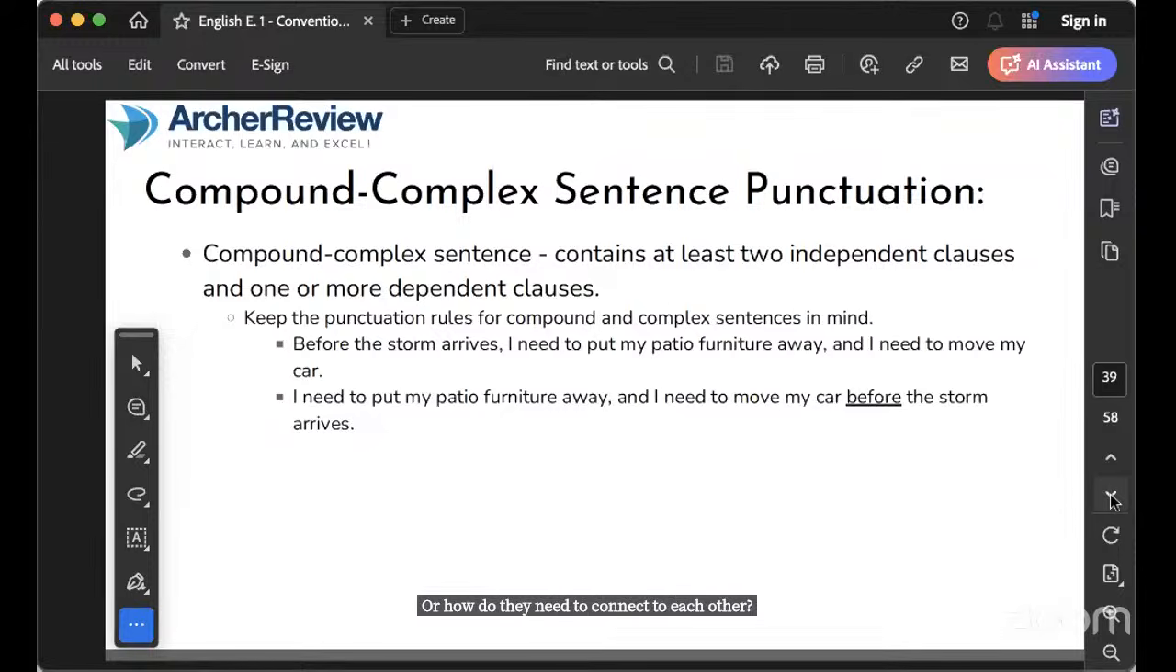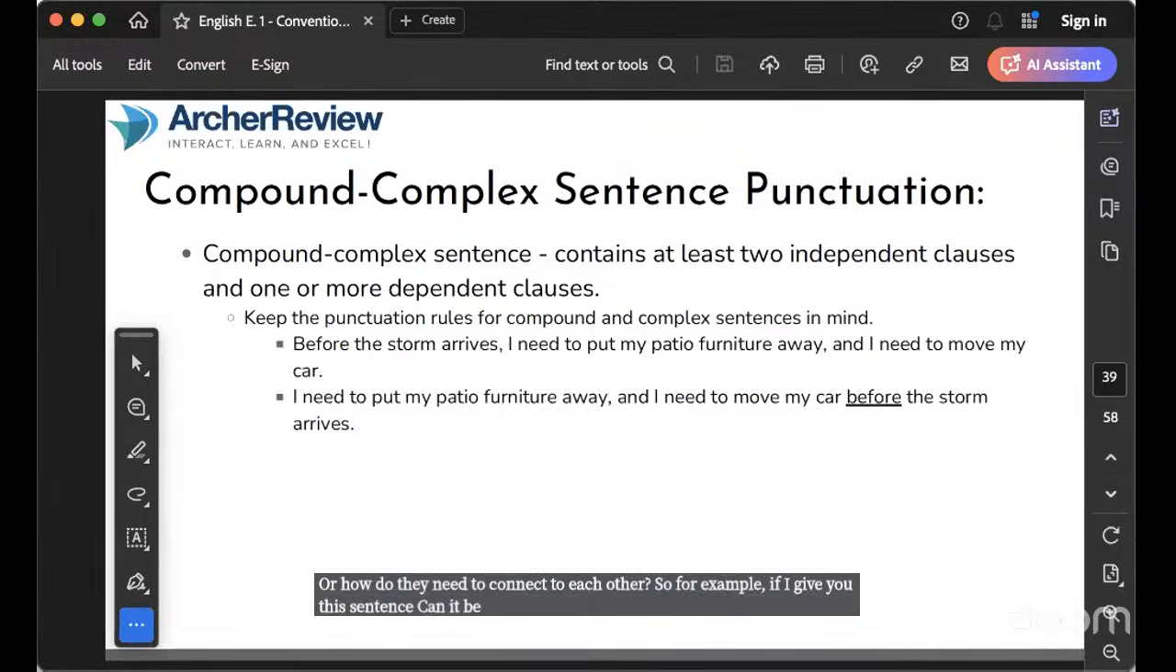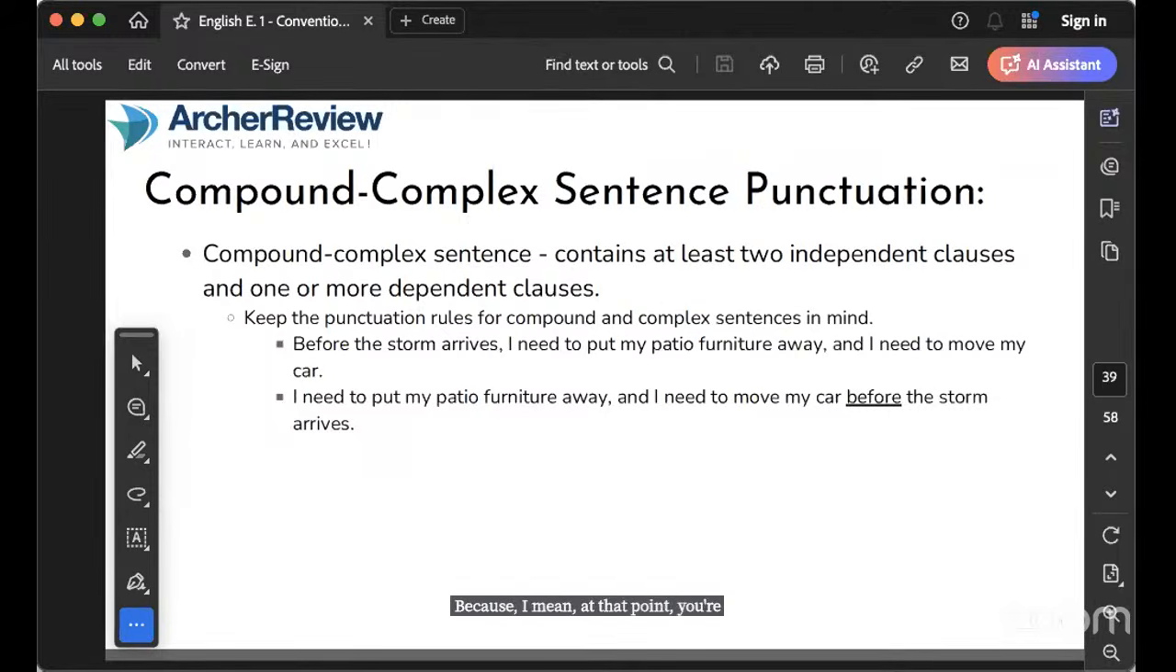So for example, if I give you this sentence, can it be more than 2 independent clauses? It can be, but I have rarely ever seen that be the case. Because at that point, you're just getting way too long-winded. And for the sake of space, I don't think you'll see that on the test, but I could be wrong. But that would be a paragraph. So I don't think you'd see it.